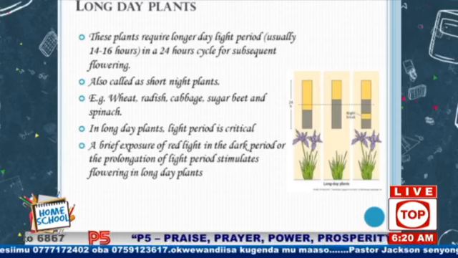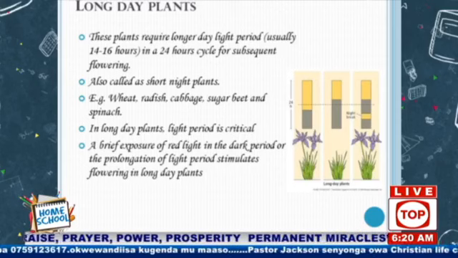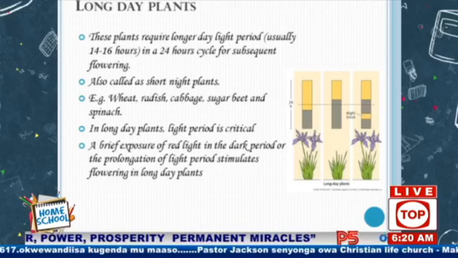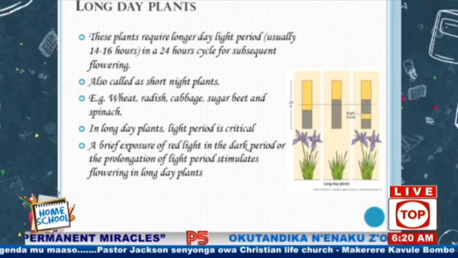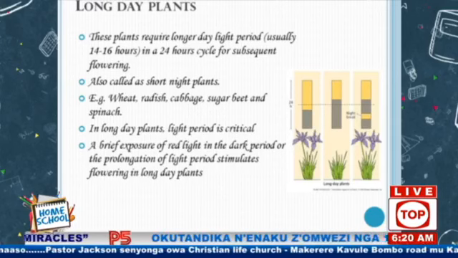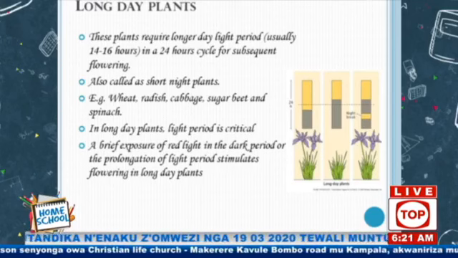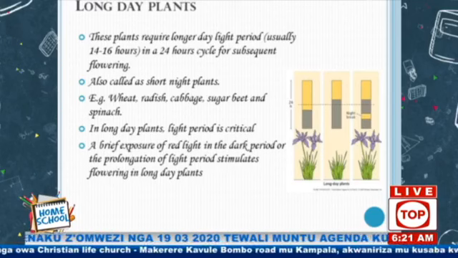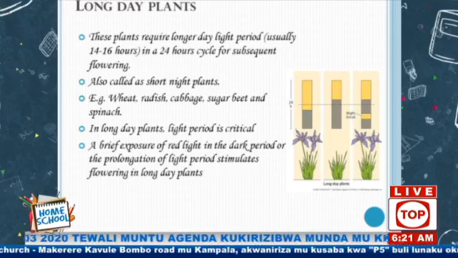So we are saying these are plants which require a longer day period, around 14 to 16 hours, for them to be able to flower. They need a lot of light to flower. But I want to emphasize that in photoperiodism, it is more dependent on the period of the night than on the period of day. And we are going to assess this. We are going to find out more of these.